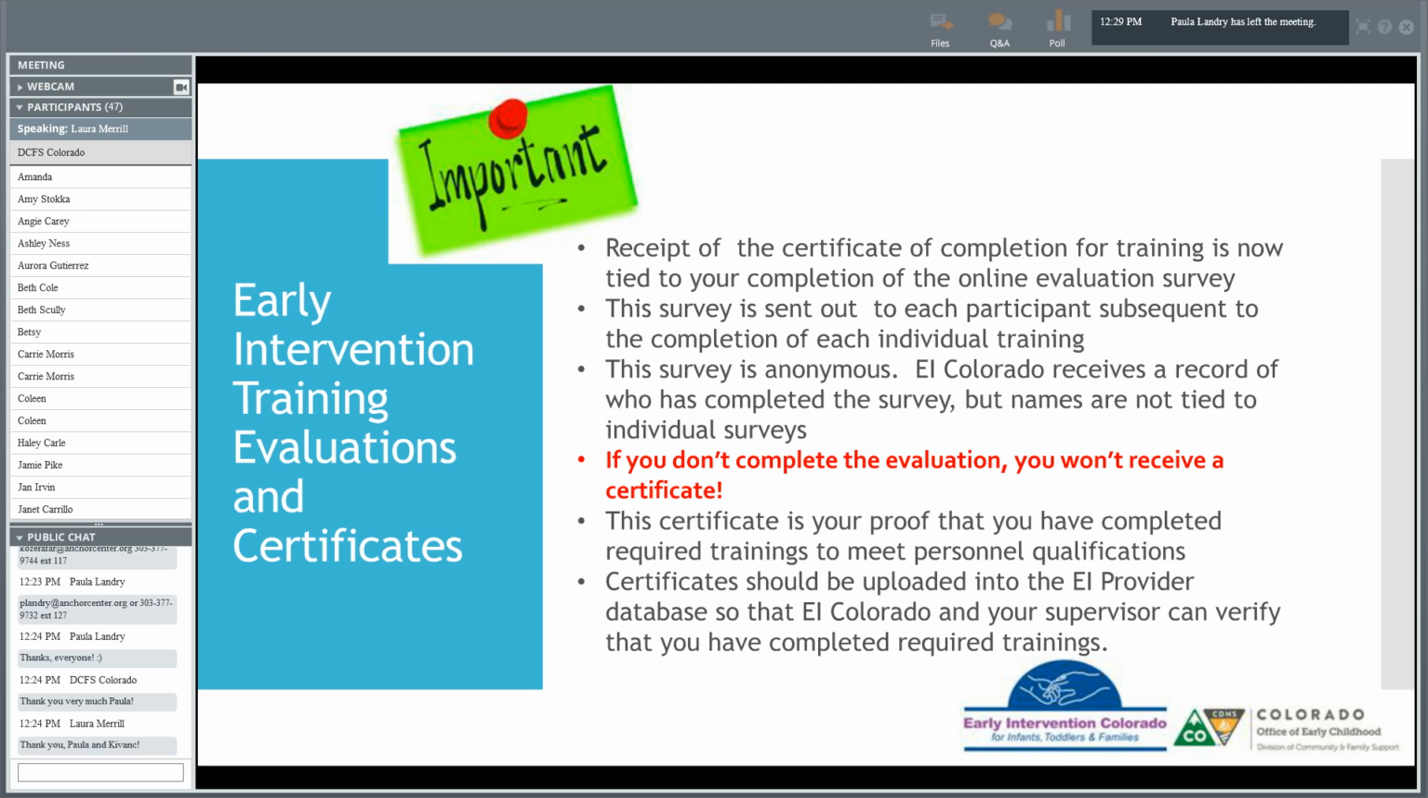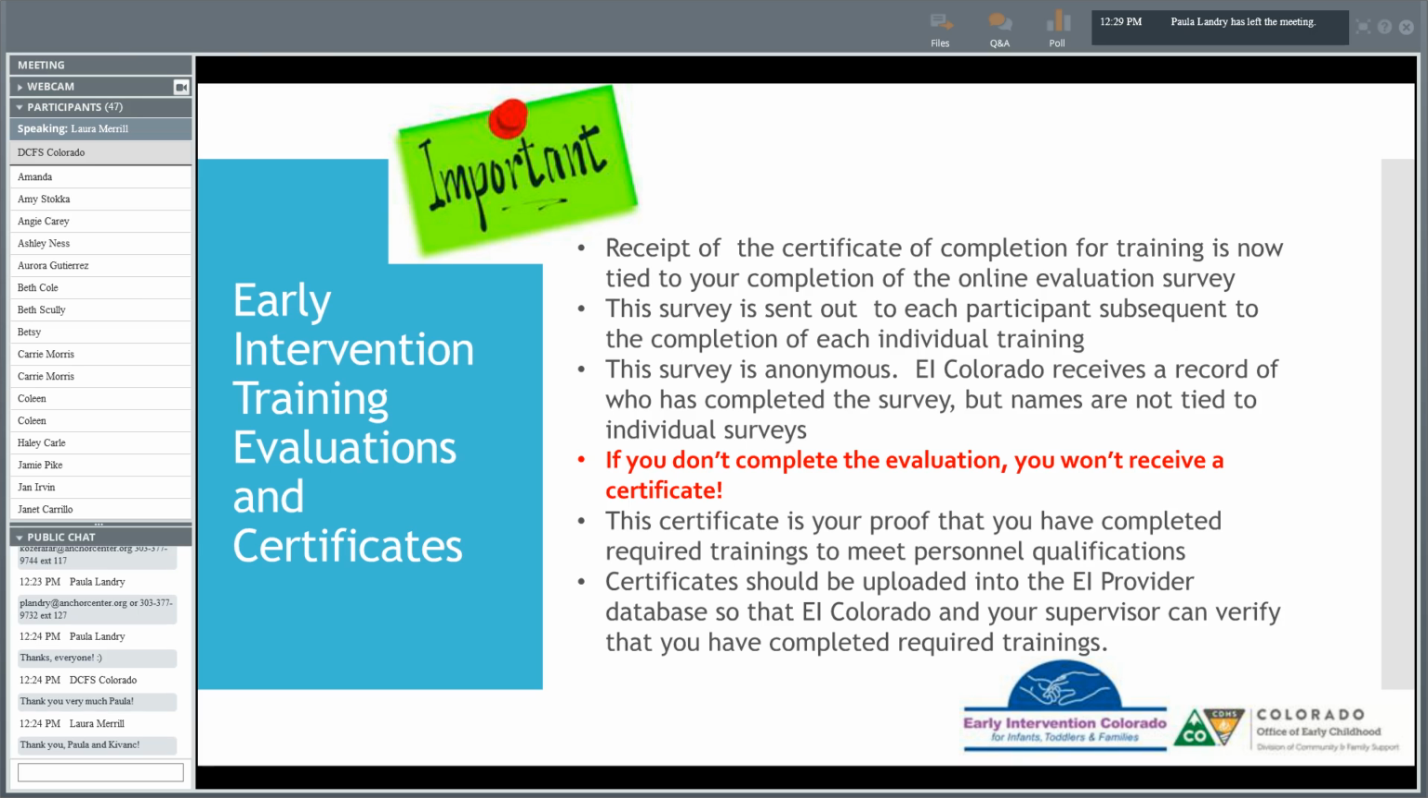Now, the survey is anonymous. We get a record of who has completed the survey, but we have no way of knowing which name is tied to which individual survey, so people don't need to worry about that. But if you don't complete the evaluation, you won't receive a certificate, even if you have completed the training in its entirety. And as this certificate is your proof that you've completed the required trainings to meet personnel qualifications, that's a real problem. Certificates should be uploaded into the EI provider database so that both we at the state and the supervisor can verify that those required trainings have been completed.